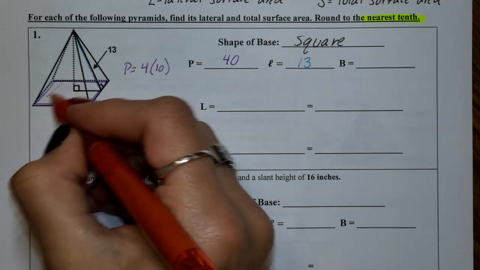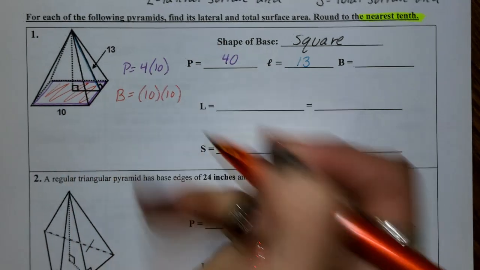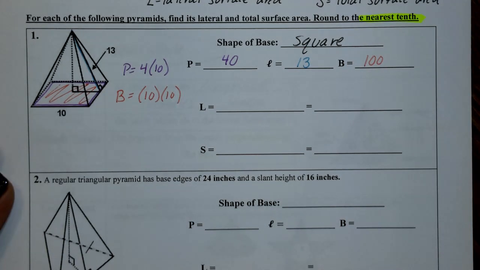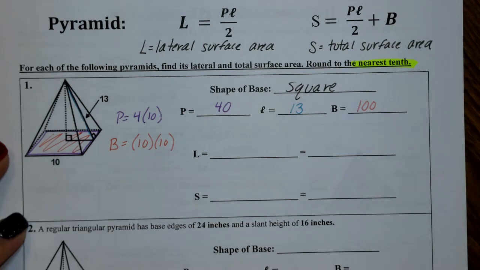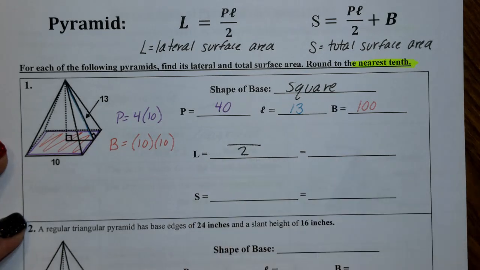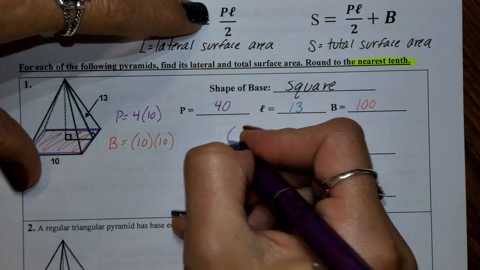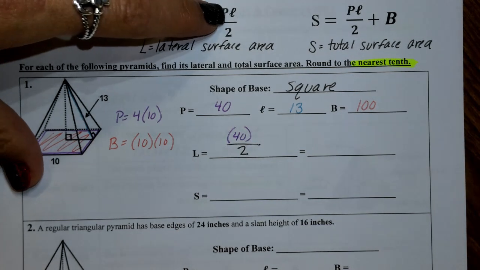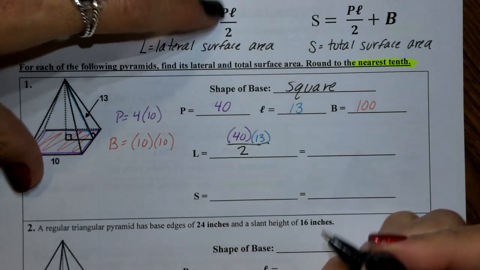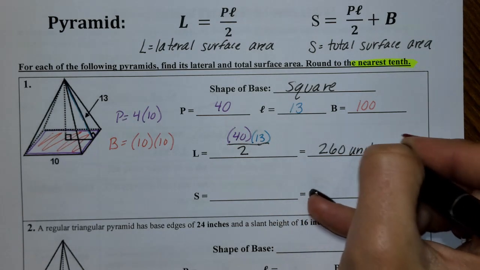And then the area of the base, remembering with our area, it is base times height. So 10 times 10, or you might use side length squared. Your base is going to be 100. So now when we plug into our formula up here, we are going to have in fraction form all over 2, we're going to take big P, that perimeter of 40, times the slant height of 13. And then we plug that all into the calculator, and we end up with 260 units squared.